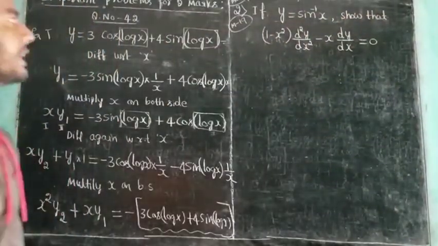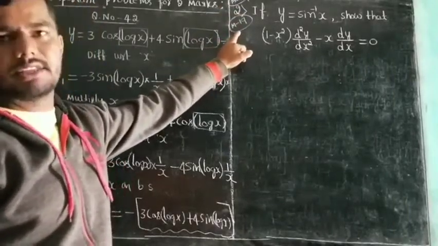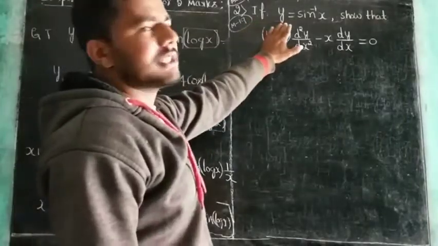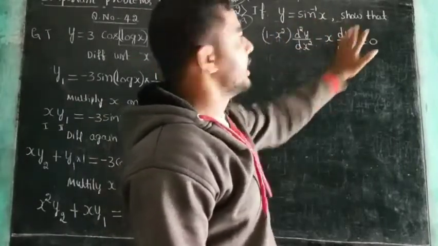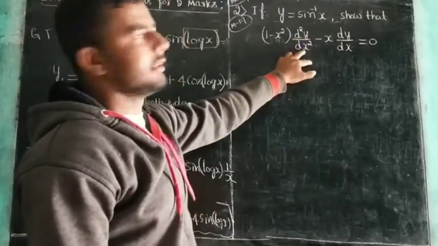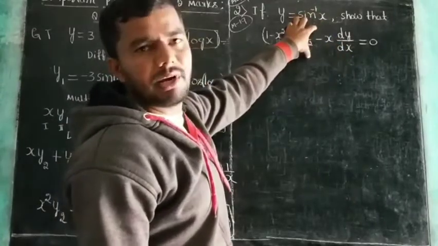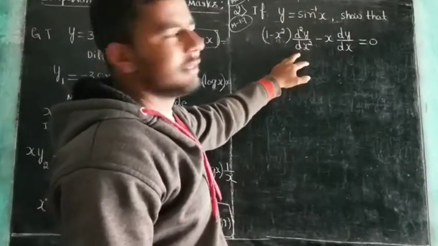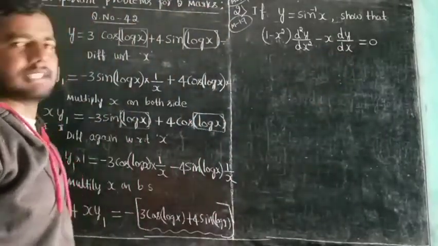This problem appeared in your examination March 16 and March 19 for 5 marks, and the question number is 42. In this problem, if y is equal to sin inverse x, show that 1 minus x square into d square y divided by dx square minus x into dy by dx is equal to 0. In this problem, instead of y2, they have given d square y divided by dx square, and instead of y1, they have given dy divided by dx.